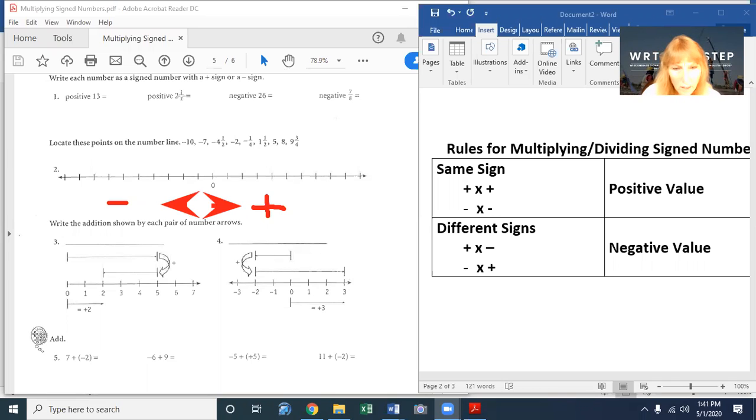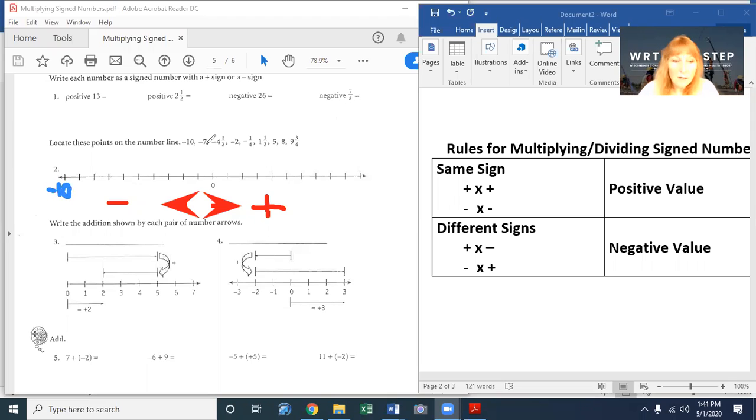So the first one we have here is negative 10. So we are going to be on what side of 0? Left or right? We will be on the left side. So we're going to count 10 to the left from 0. So 1, 2, 3, 4, 5, 6, 7, 8, 9, 10. So it's our very last mark. So I'll just change colors here. This will be our negative 10 right here.